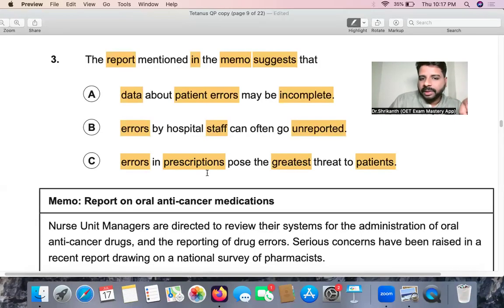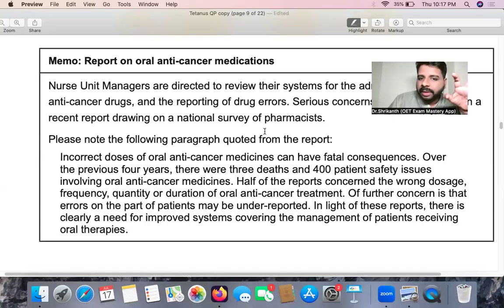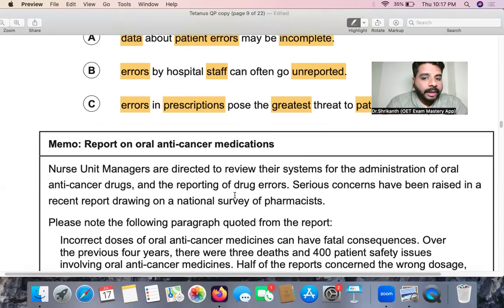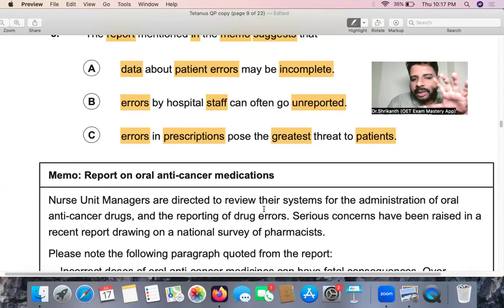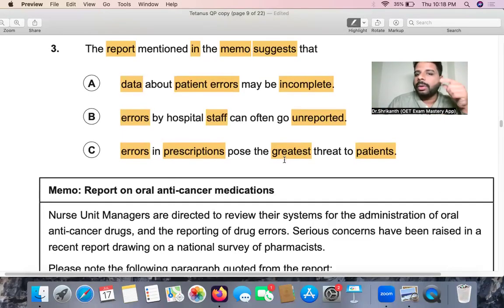Errors in prescriptions. Sometimes in this paragraph they will write that it is one of the greatest. Now, even if they write one of the greatest or the second greatest, I'm just giving you an example. Maybe you see a sentence that says errors in prescription pose the second greatest threat to patients. Second greatest threat means what? It is not the first, it is the second. So even if one extra word is coming, you cannot choose that as the correct answer. You only have to choose what is given over here. Anyway, that is a little bit off topic.